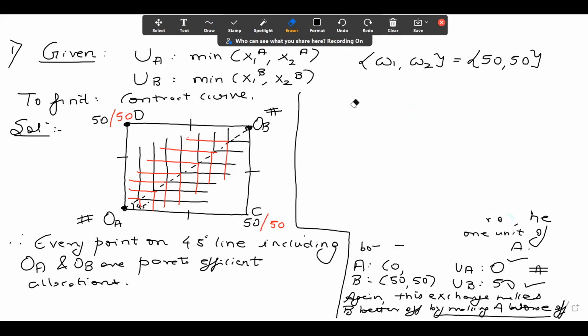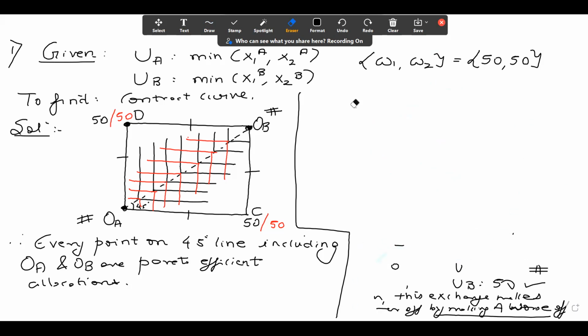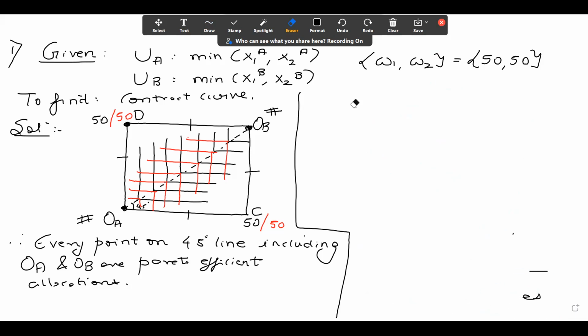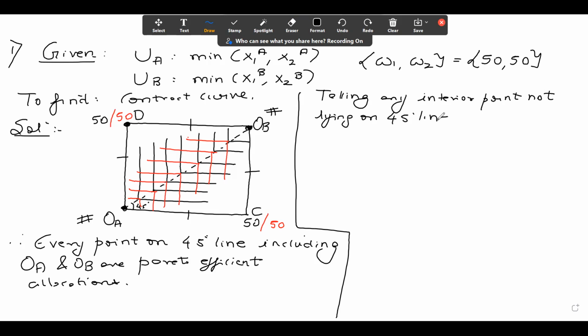First of all, students understand that in perfect complements, you never have corner solutions at all, because you would not want to disturb the ratio in which you are consuming both the goods. So if you take any point other than the 45-degree line, for example, you can even take a point other than the 45-degree line inside the Edgeworth box. So I can say taking any interior point not lying on the 45-degree line.